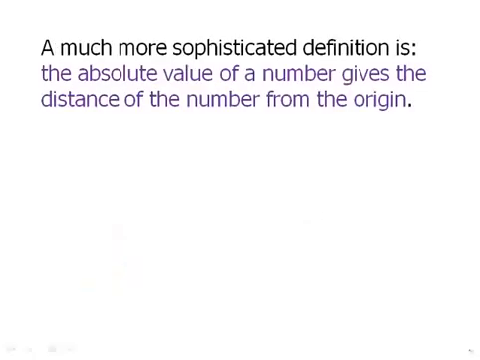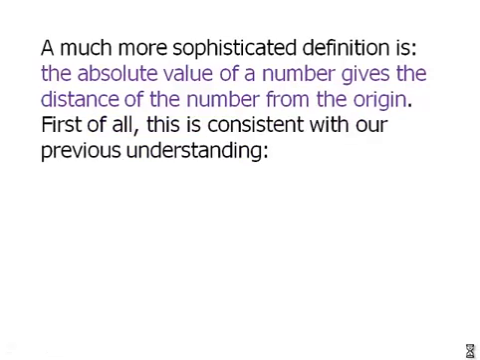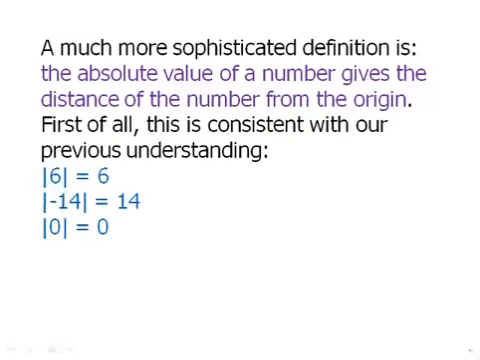A much more sophisticated definition is the absolute value of a number gives the distance of the number from the origin. First of all, this is consistent with our previous understanding. On a number line, the point 6 is a distance of 6 from 0. The point negative 14 is a distance of 14 from 0. And of course, the point 0 is a distance of 0 from 0. So this is consistent with all this arithmetic.